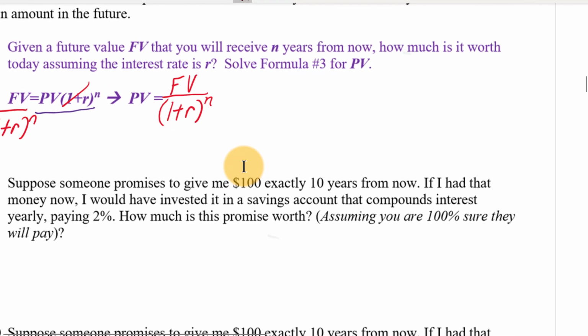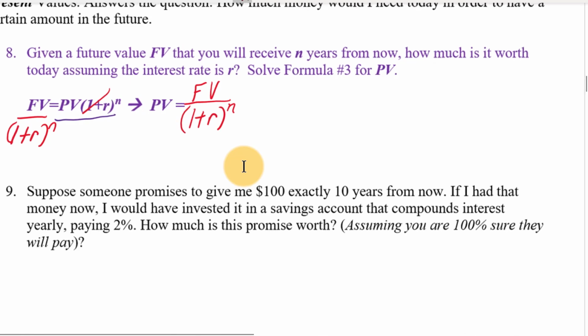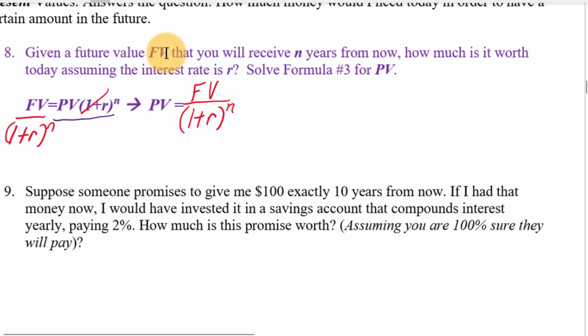What are we doing here? Well, we're asking the question, suppose somebody says, hey, I need to borrow some money today, and in return, I'll pay you back $100 in the future. What would that present value be that you should be willing to lend someone if they promise to pay you back, say, $100 in the future? This is the kind of formula you would use.